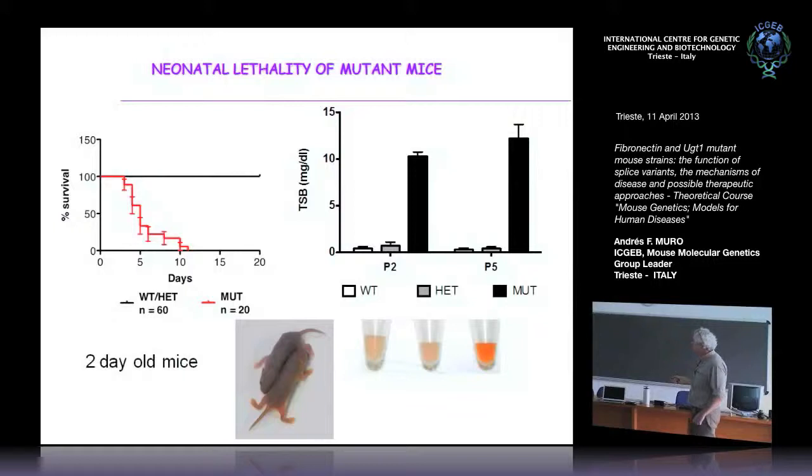And you can see here the levels of bilirubin. These are the control levels of the wild-type animals, and these are the mutants. You can see here a picture of the plasma of those animals. This is a normal plasma, and this is the plasma from the mutant animals.